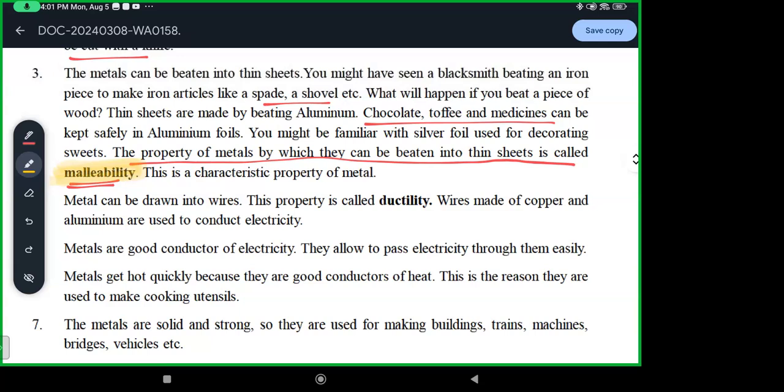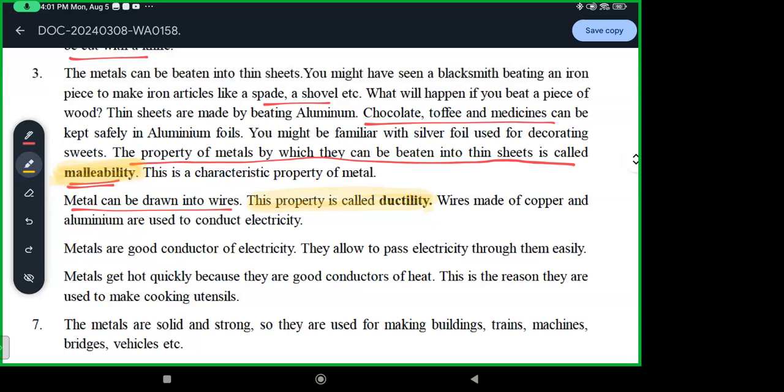Metals can be drawn into wires. Yes, they can be drawn into wires also. Now, when metals are drawn into wires, this is known as ductility. All right, this is again important. What that property of metal is called when they are being drawn into wires: ductility.